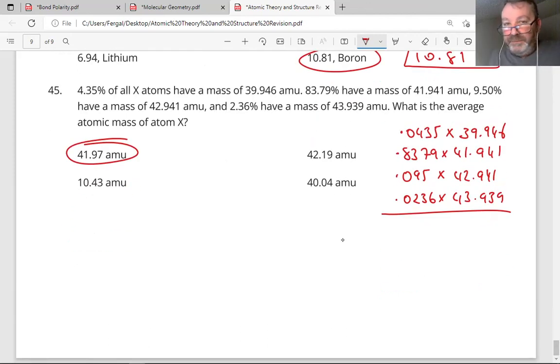41.97. Look, again, apologies for having your answers in different places on your worksheets, but will you go through the worksheets now with your answers according to this video here and make sure that you have the right answer. No matter where it is on your sheet, make sure that your answers correlate with mine.